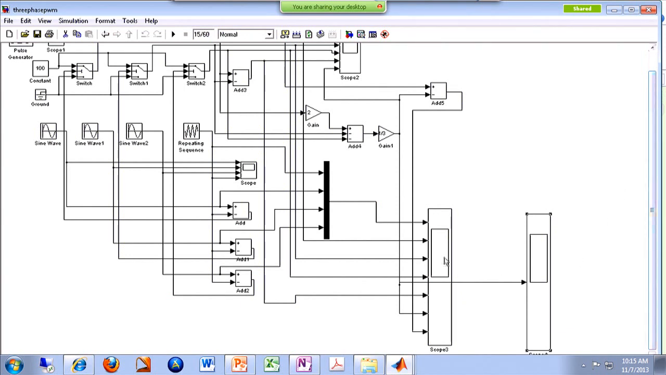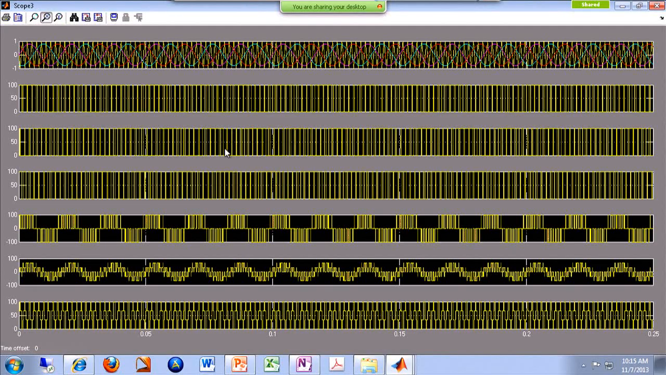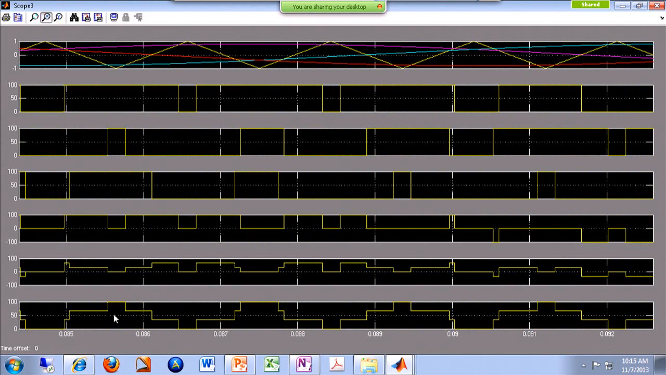Let me see if there's anything important over here to highlight. Yes, and that is, again, please remember the bottom trace over here is your neutral to ground voltage, so it's never zero. It's always fluctuating from some point to the other. All right, any questions?